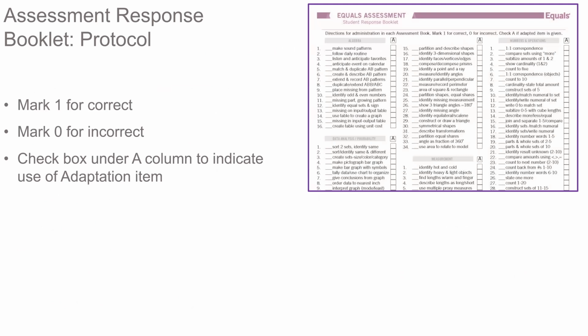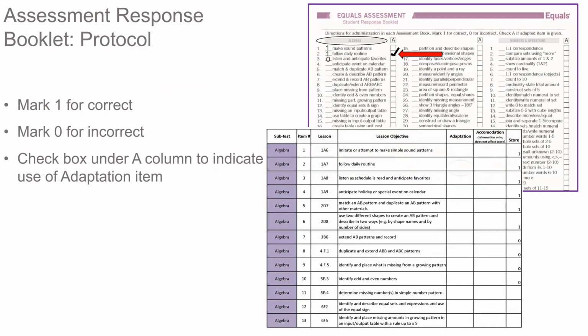We've already talked about this: 1 for correct, 0 for incorrect, and click under the A column to indicate that you gave the adaptation item, okay? And then again, in electronic scoring, the adaptation is the only one that actually makes a difference in the scoring. When you mark accommodation, you're only getting the information, just to remember what you did with your student.